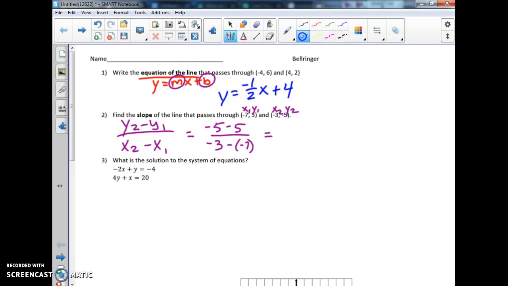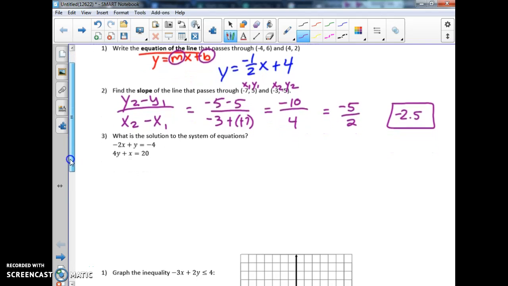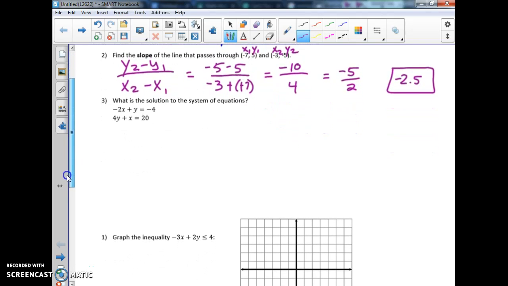Remember, if you use the alpha y equals enter button, you can type it all into the top and all into the bottom. Looks like I get -10 over, those become a plus, so over 4, which then reduces to -5 over 2. If you did it in the calculator, you probably got -2.5. Either way is fine, but if it's a fraction, you need to convert it back to a decimal, and if it's a decimal, you need to convert it back to a fraction.